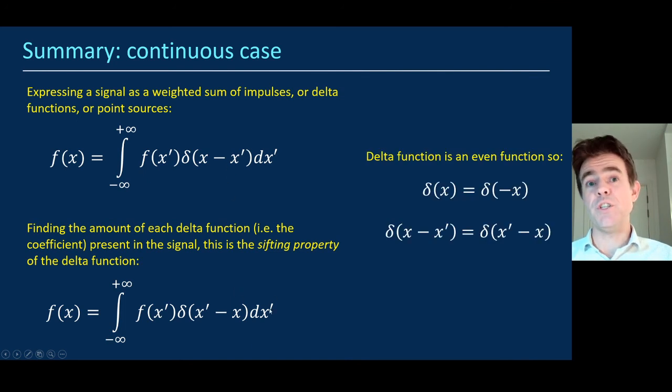It's an observation that these two expressions are in fact equivalent because the delta function is an even function. You'll have noticed that delta of x minus x prime is equal to delta of the negative of that argument, so x prime goes to plus x prime, and x goes to minus x. All I've done here is negate the argument of the delta function, which you can do because delta x is equal to delta minus x. Therefore, delta x minus x prime is equal to delta x prime minus x.